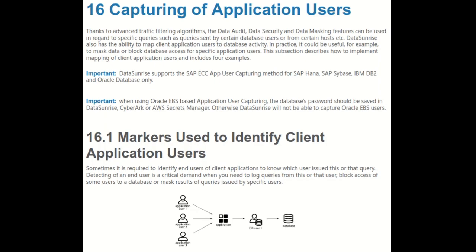Data Sunrise identifies client application users with so-called virtual sessions. So every application user detected has a virtual session inside of Data Sunrise. But how do we detect such application users so Data Sunrise can identify the activity of each one? Let's look inside of Data Sunrise and see the different capabilities and settings for identifying end users or client application users.